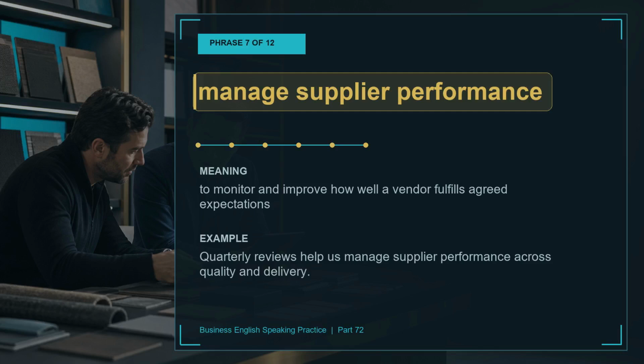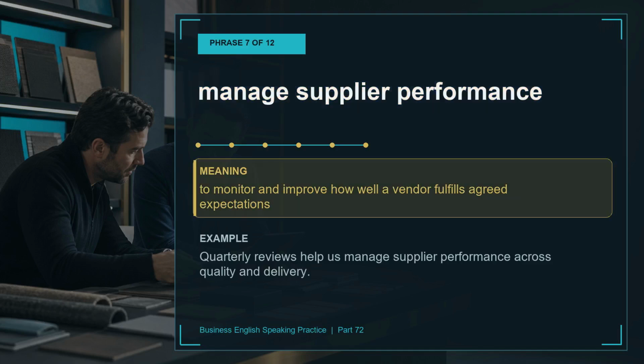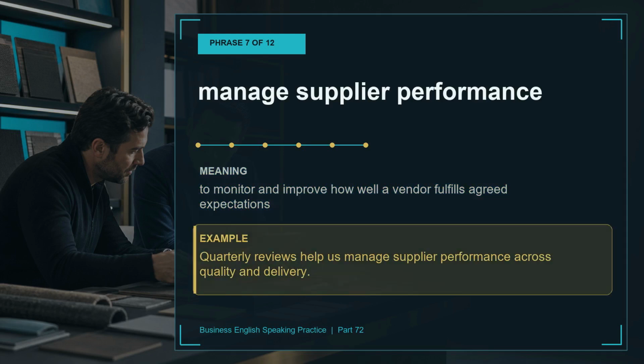Phrase 7. Manage supplier performance. Meaning, to monitor and improve how well a vendor fulfills agreed expectations. Example, quarterly reviews help us manage supplier performance across quality and delivery.